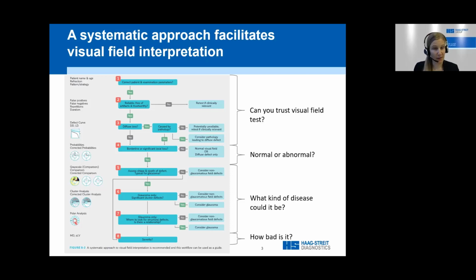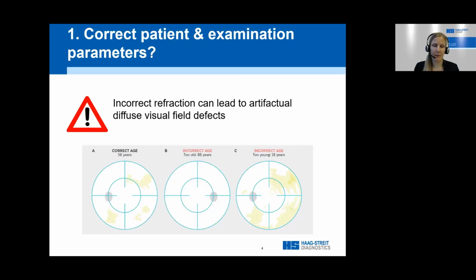Second question: is the visual field normal or abnormal? We'll get to why this is not always so easy. Only once you've established an abnormal field can you look at what kind of disease it could be and how severe it is, to then think of what intervention you could do. So let's get started with reliability.